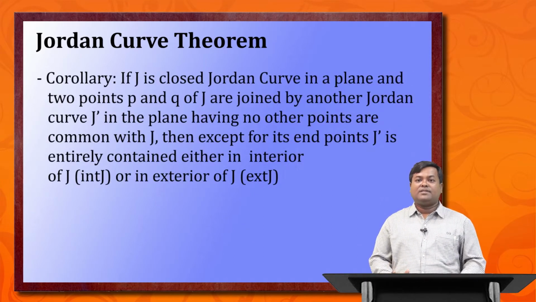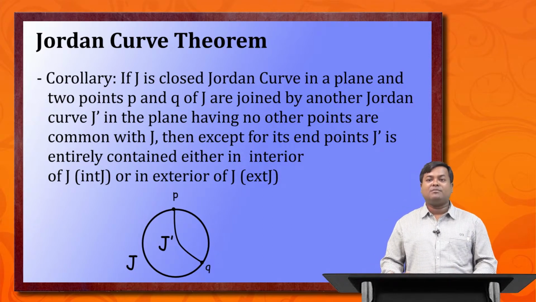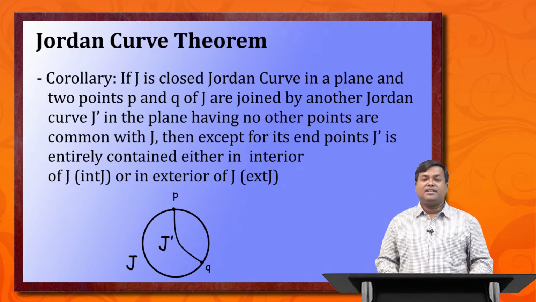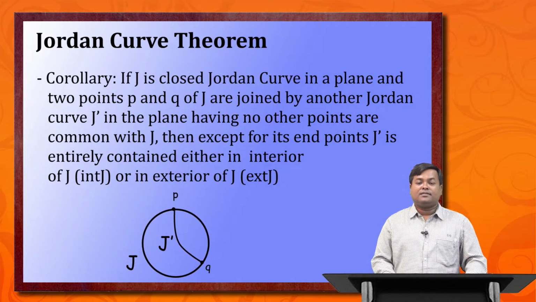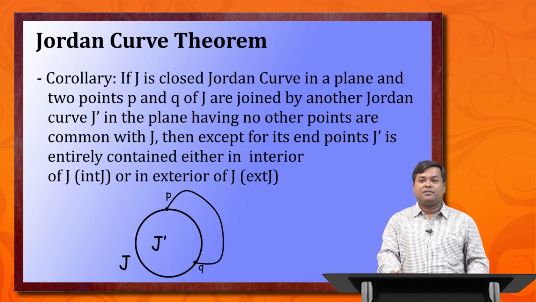Now there is a corollary of this theorem that is also very simple. J is a closed Jordan curve in a plane, then 2 points P and Q of J are joined by another Jordan curve J dash in the plane. And these 2, J dash and J, don't have any other point in common apart from P and Q. So we can say that J dash is entirely contained either in the interior of J or in the exterior of J. So the figure actually tells that story. Either PQ may be inside or outside. So now it is outside. So these are the corollary of the Jordan curve theorem.